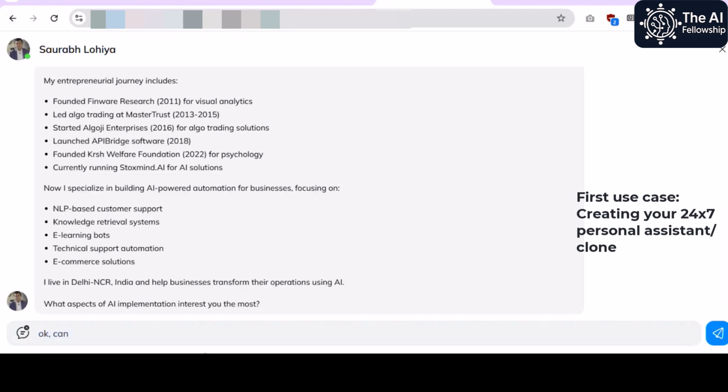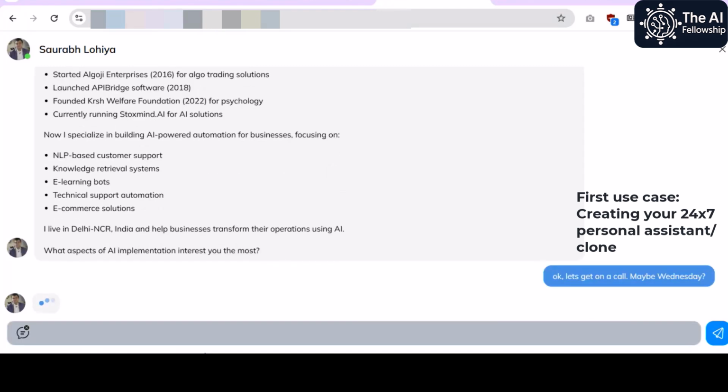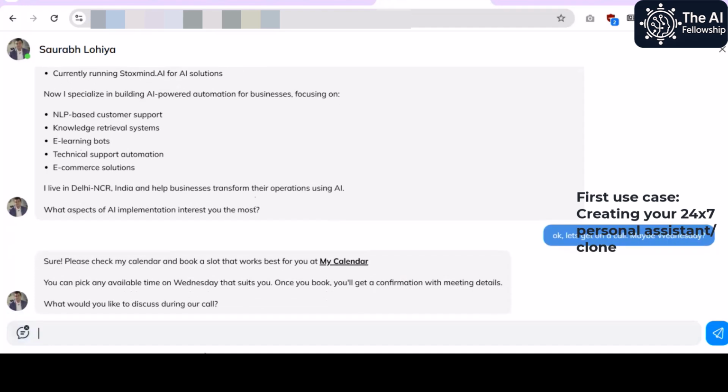Okay, now if someone says, okay, let's get on a call, maybe Wednesday. Okay, so it gives a calendar link. Pretty simple, right? So this was one example that we can have a chatbot as a personal assistant. This is answering queries on a web interface, but similarly we can have integration on WhatsApp, on Instagram, on Slack with a few clicks. Okay, so I'll show all of that.